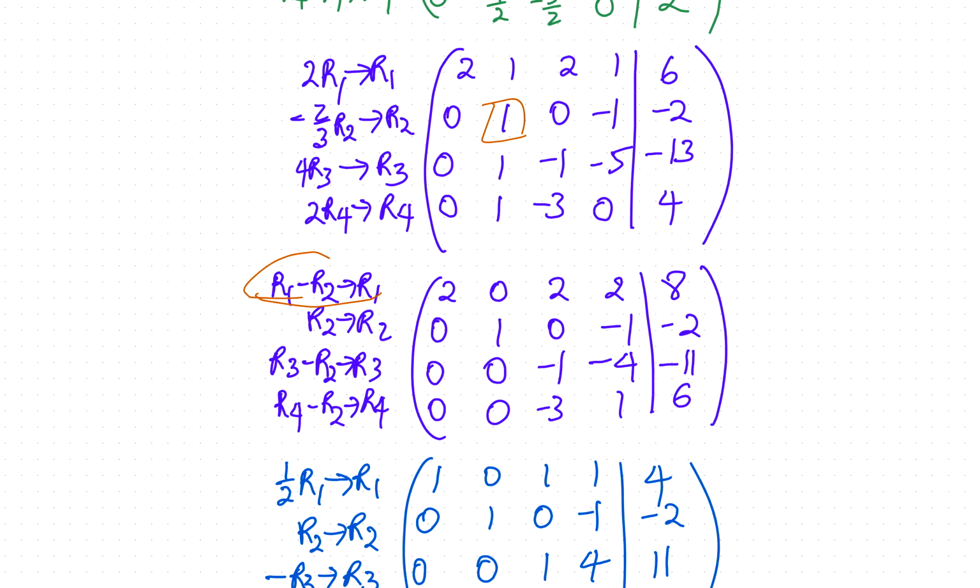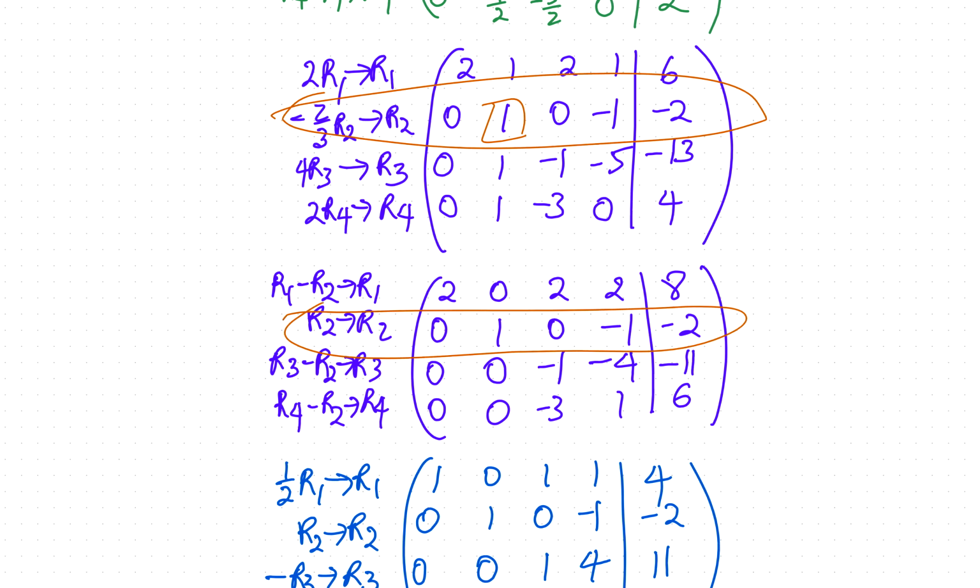So that's row 1 minus row 2. That's 2 minus 0, 2. 1 minus 1, 0. 2 minus 0, 2. 1 minus minus 1, that's 1 plus 1, that's 2. 6 minus minus 2, that's 6 plus 2, which is 8. Since the pivot is already 1, no worries. So the old row 2 is the same as the new row 2. No stress.